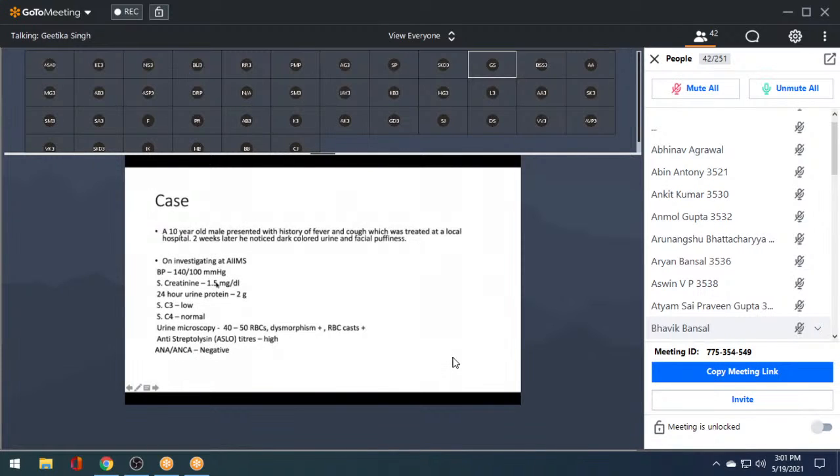So I have hypertension, azotemia, subnephrotic proteinuria, and significant hematuria with active sediment, a very glomerular-looking sediment. Along with that, I have evidence of complement consumption in the serum, a low serum C3 and a normal C4. And I have very strong evidence of streptococcus because the ASLO titers are high. So you're absolutely right, we are most likely dealing with a diagnosis of PSGN.